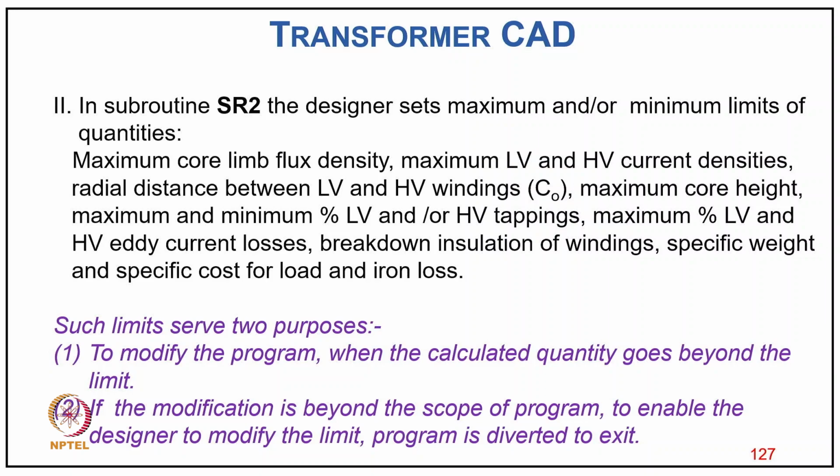In subroutine SR2 the designer sets maximum or minimum limits of quantities like maximum core flux density, maximum LV, HV current density, radial distance between LV and HV winding, C0, maximum core height, maximum and minimum percentage LV and HV tapping, maximum percentage LV, HV eddy current losses, breakdown insulation of winding, specific weight and specific cost of load and iron loss. Such limits serve two purposes: to modify the program when the calculated quantity goes beyond the limit, and, if the modification is beyond the scope of the program, to enable the designer to modify the limit, and the program is diverted to exit.